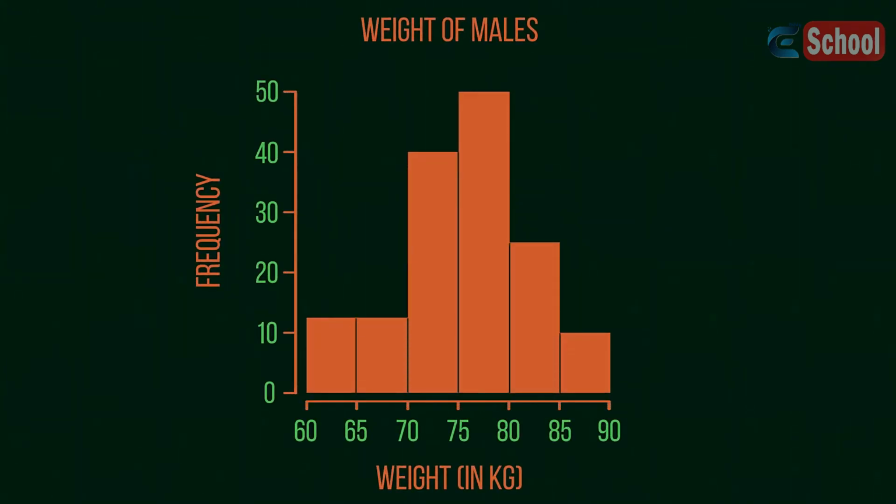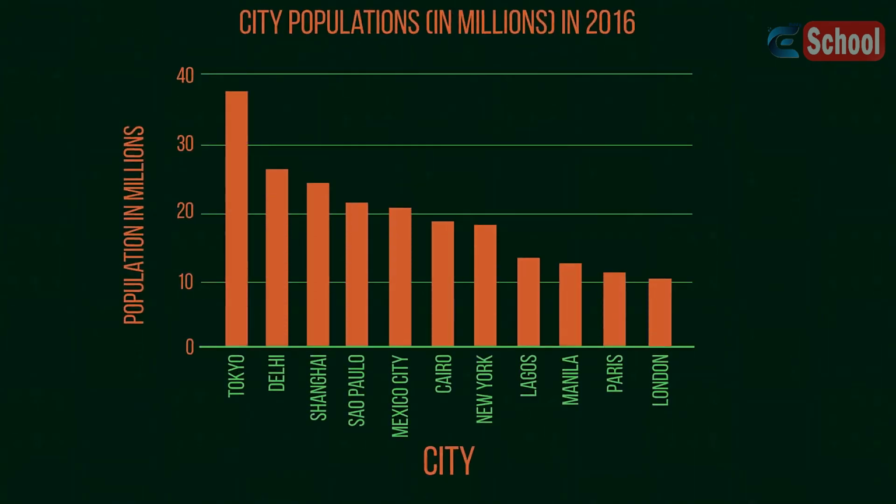There are some special bar graphs where the bars do touch, called histograms, which we'll look at in another video. Our frequency axis then needs to go up by equal amounts. On this one, we've gone up by 10 every time.